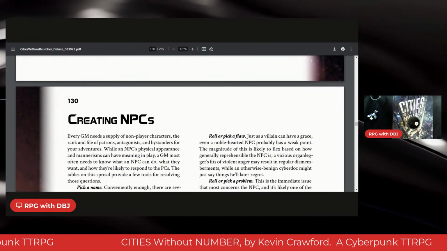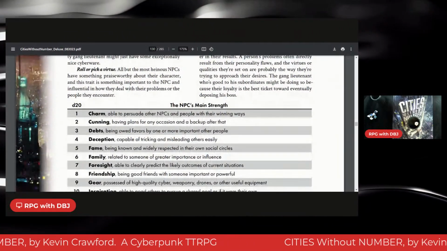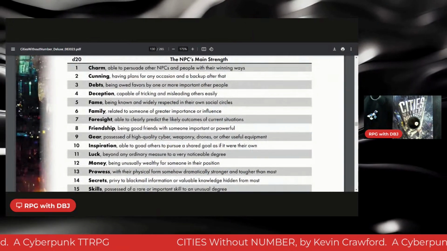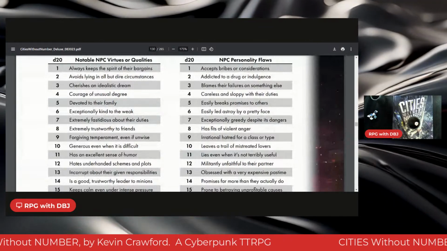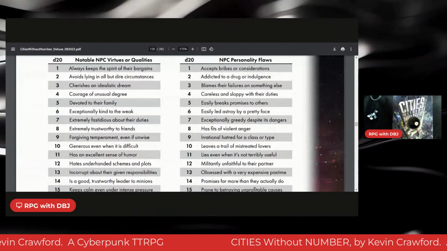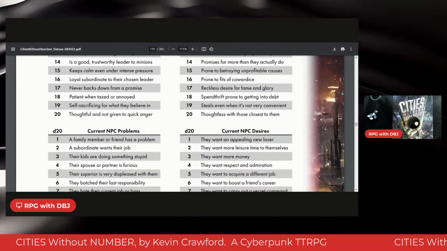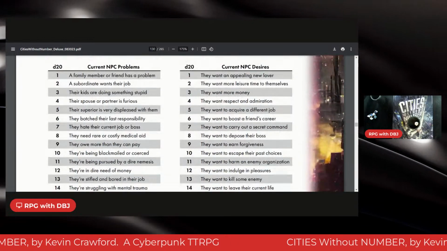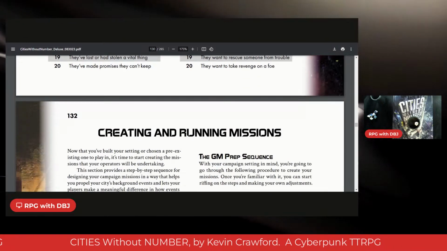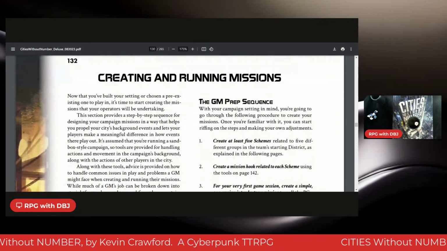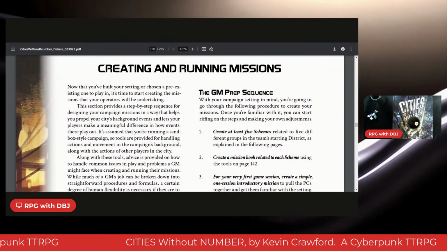But anyway, we've got creating NPCs. Again, pick a role. What's the main NPC strength? Again, this is used for prep or on the fly. Notable NPC virtues or qualities, NPC flaws, current NPC problems and desires. Got to have those wants and needs, which actually brings me to wanting to show off something else. And then we have running missions. But allow me to show thee something else.